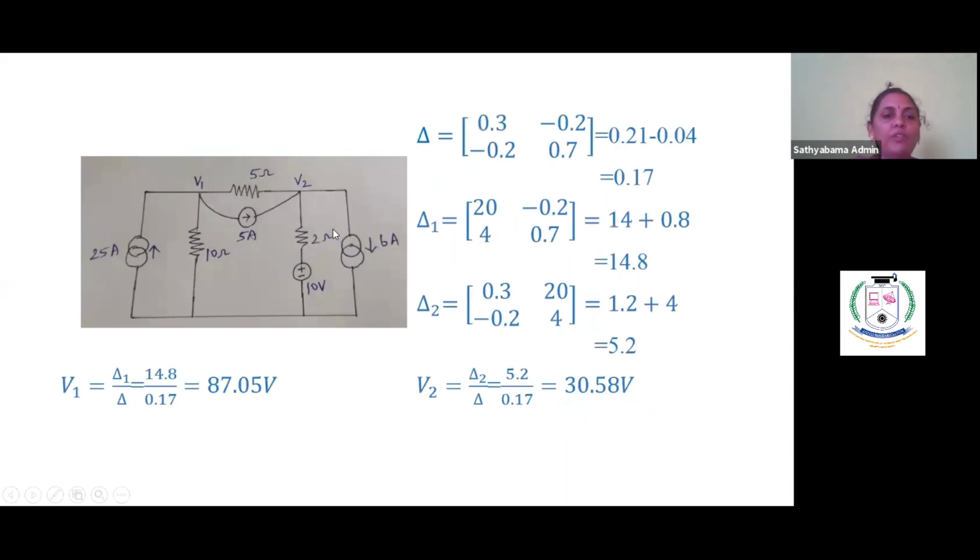Clear? So we will first find the del value. Del value is 0.17. Del 1 is obtained by replacing the first column by the current matrix. So del 1 is going to be 14.8. Del 2 is 5.2. So V1 is equal to del 1 by del and V2 is equal to del 2 by del. When you do the simple division here, you get V1 as 87.05 and V2 as 30.582.